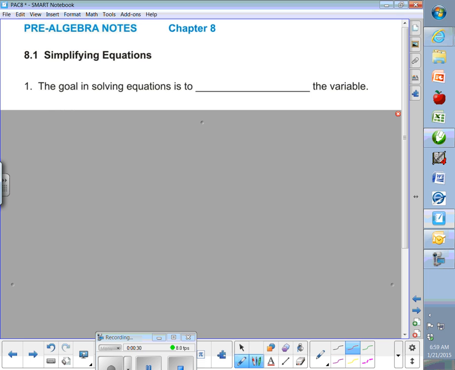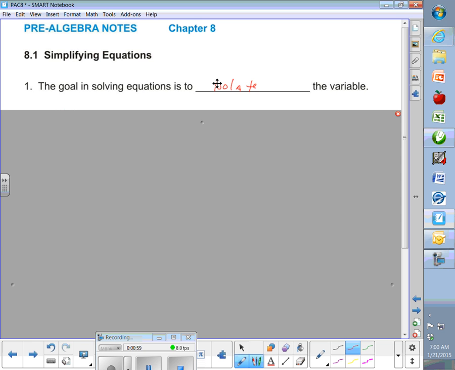Don't forget the goal in solving equations. The goal is to isolate the variable. Isolate the variable. And again, what does that mean? Get the variable all by itself on one side of the equal sign, right? That's what we're looking to do. We're going to get the variable all by itself on one side of the equal sign. I'll remind you of a few more aspects of solving equations once we get to a couple examples.